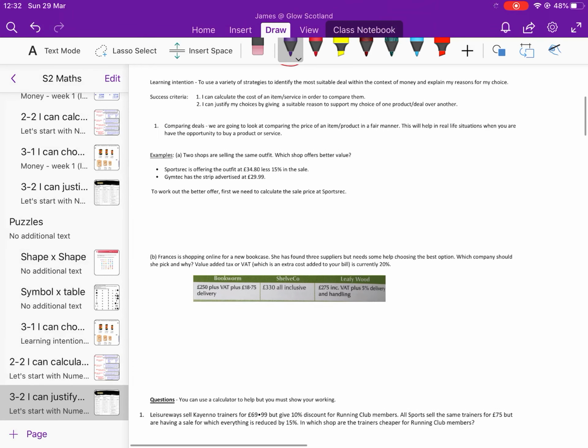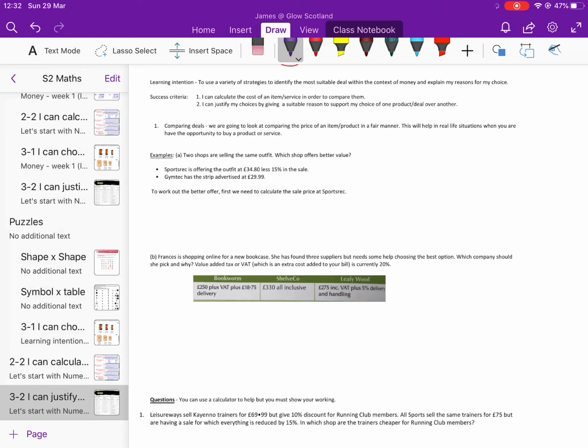For our lesson, we're going to be looking at making choices and justifying those choices. So our learning intention for our money lesson today is to use a variety of strategies to identify the most suitable deal within the context of money and then explain the reasons for your choice. Success criteria: first, calculate the cost of an item or service in order to compare them, and secondly, justify your choices by giving a suitable reason to support your choice of one product or deal over another.